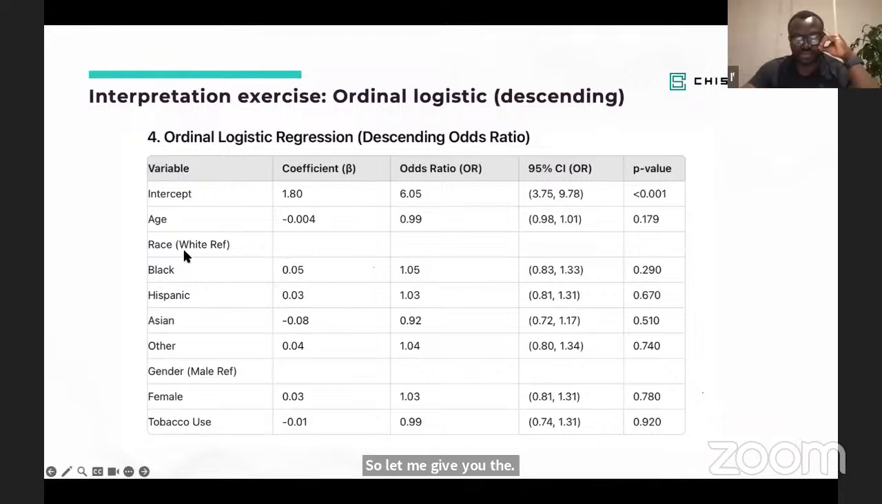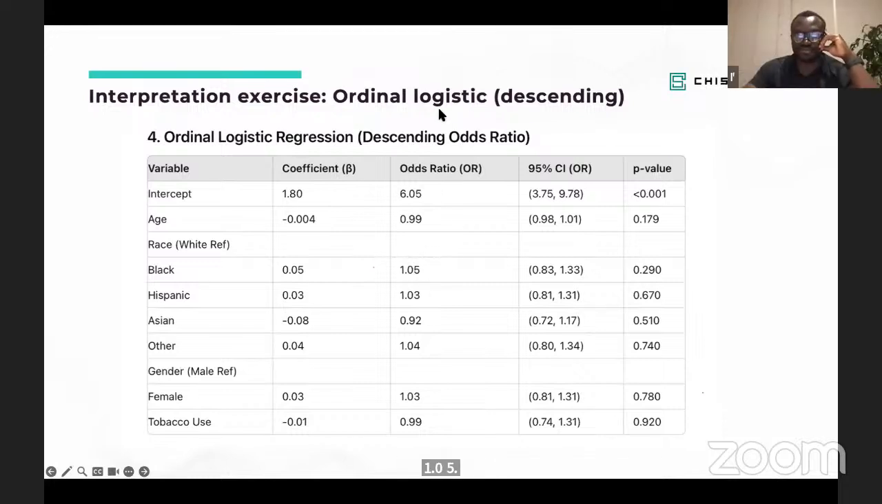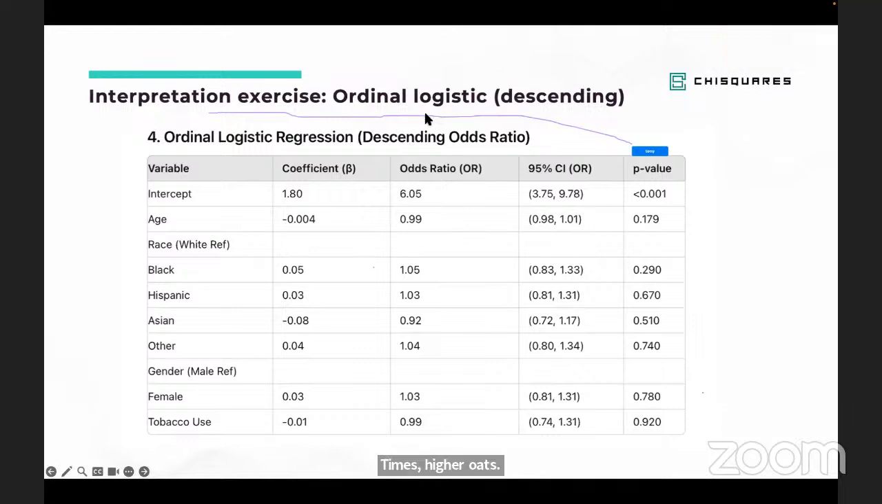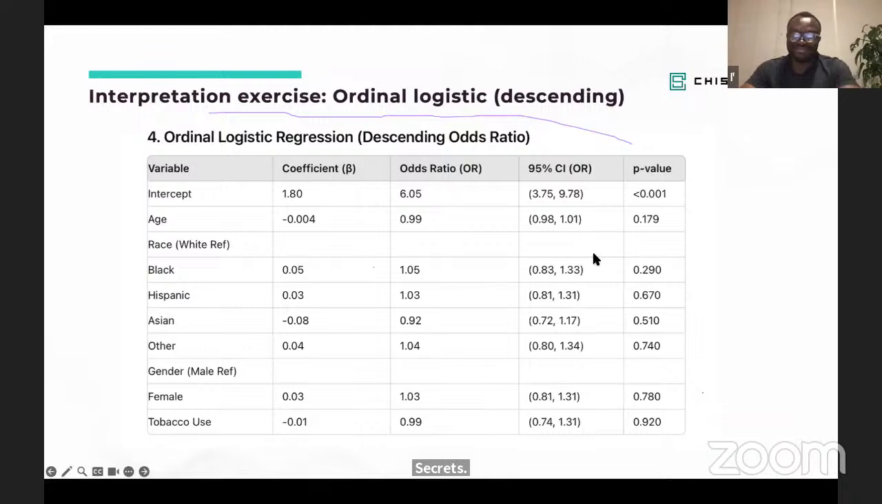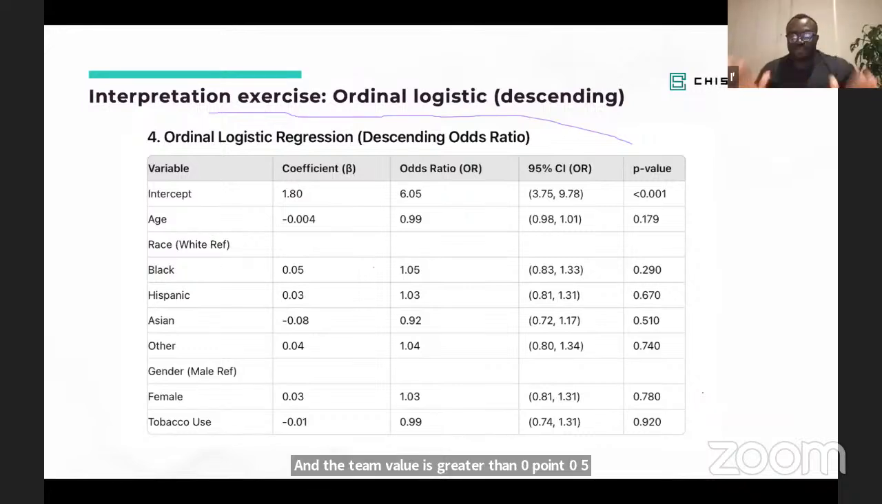Okay, so let me give it a try. Compared to whites, blacks have 1.05 times higher odds of reporting decreasing favorability to menthol cigarette bans. And the result is not statistically significant given that the 95% confidence interval contains 1 and the p-value is greater than 0.05. Excellent. You did it perfectly well.